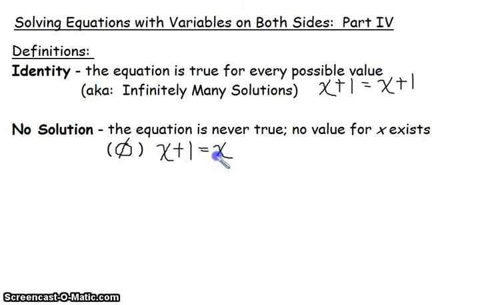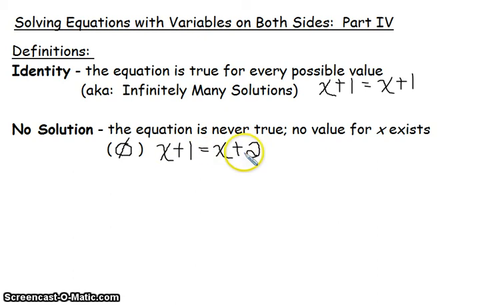But a simple example of this would be x plus 1 equals x plus 2. Just take a minute and think of all sorts of numbers that you can plug in for x. Can you ever have a number and add 1 to it, and then take that same number and add 2 and get equivalent answers? And the answer is no. So this is an example of no solution.